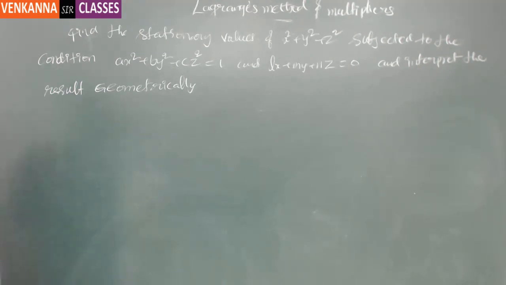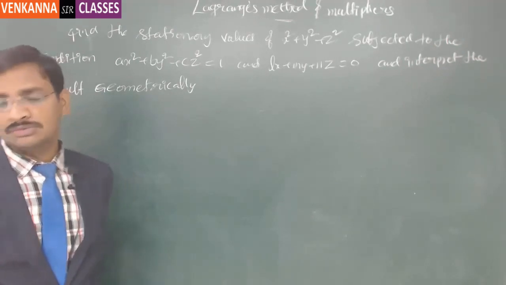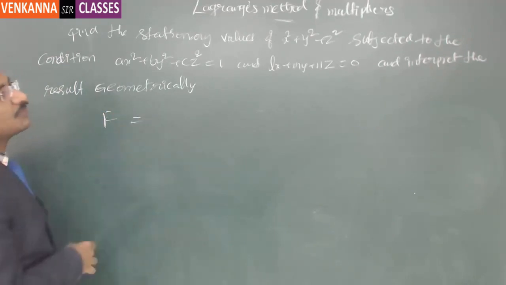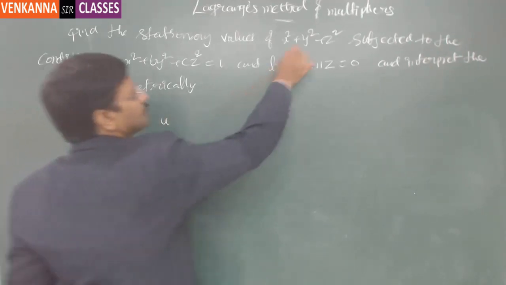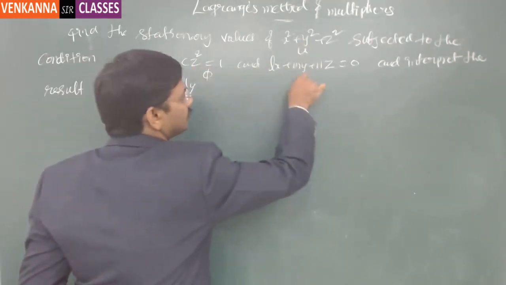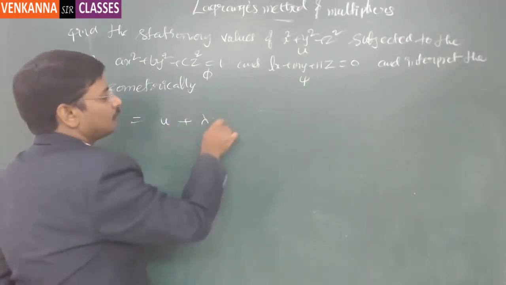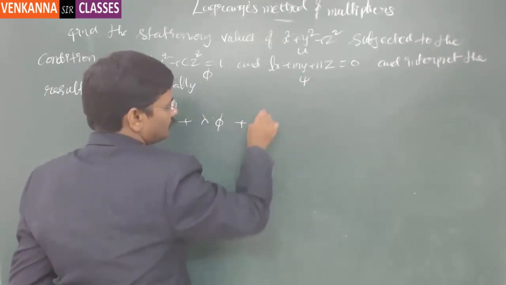The procedure is straightforward and simple, but the simplification is a little complicated. The function f is nothing but the original function. I call this function u, this function phi, and this function psi. Then it is u + lambda times phi + mu times psi.